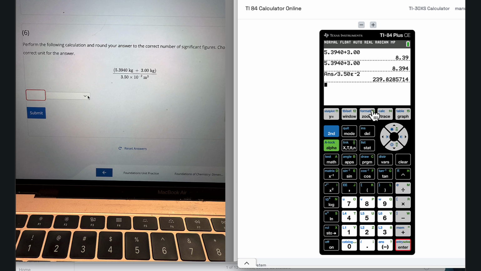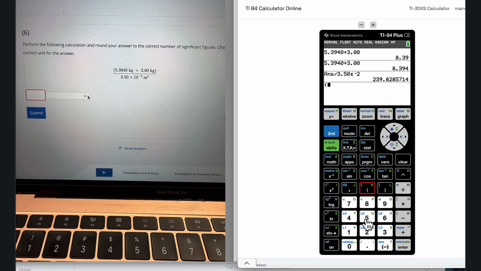So this answer should have, well, we had the numerator that had 3 significant figures and the denominator which has 3. So the answer should only have 3. So the answer is 240 in this particular case. But let's try it and see if this thing does it the wrong way. Oh no, let's just try it, see if it gives it everything in one term.